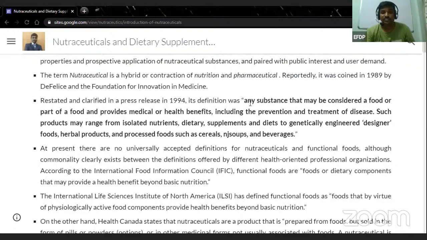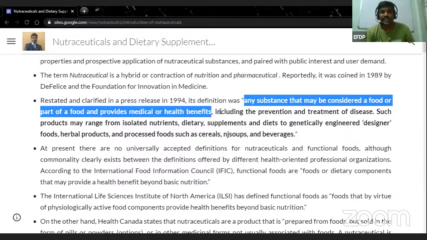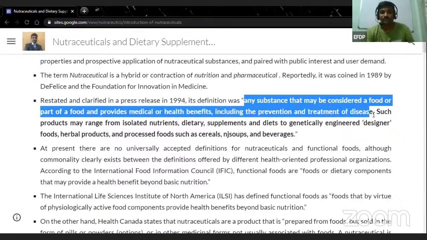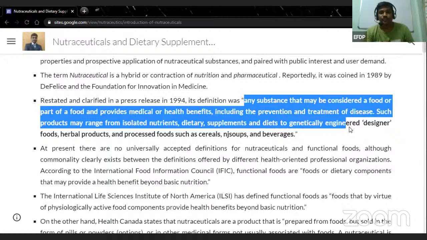It is any substance that may be considered a food or part of food and provides medical or health benefit, including the prevention and treatment of disease. Such a product may range from isolated nutrient, dietary supplement and diet to genetically engineered designer food, herbal product and processed food. It is a processed food. That is, if we say chikki, it is coming under the food. It is required food.